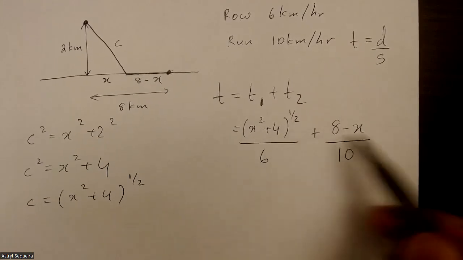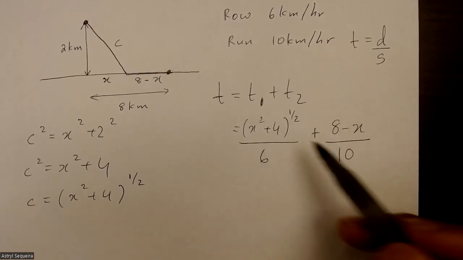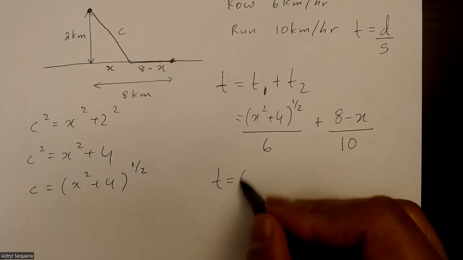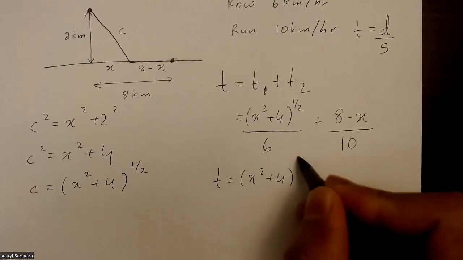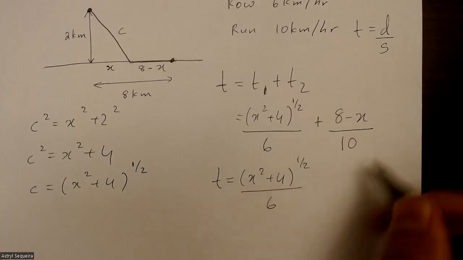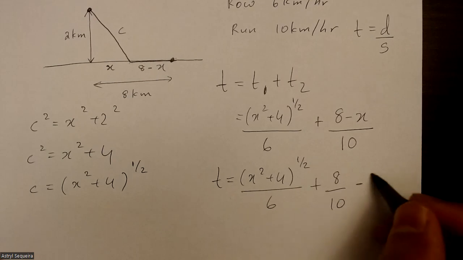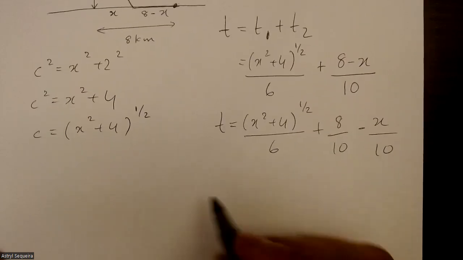Now that I have my time equation, all I have to do is derive this and solve for x, and I'll get my solution. So t equals, I'm going to simplify this before deriving it, just to make it a bit easier. I'm going to split my denominator here. So plus 8 over 10 minus x over 10. And now it's going to be much easier to derive.